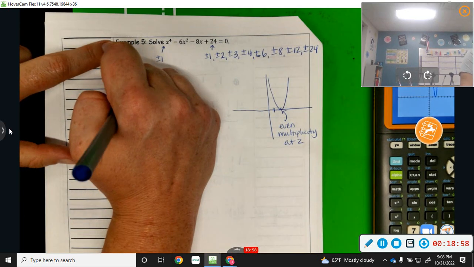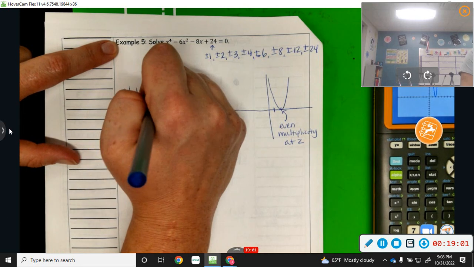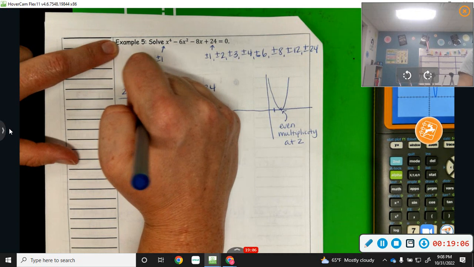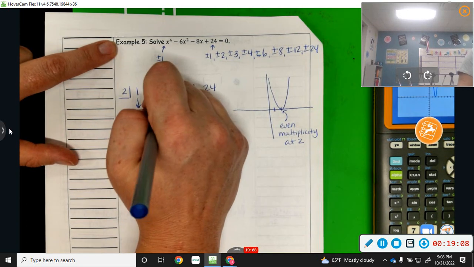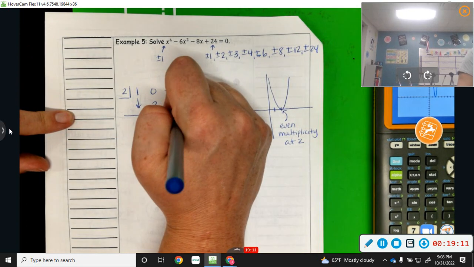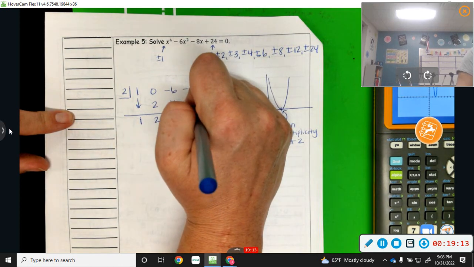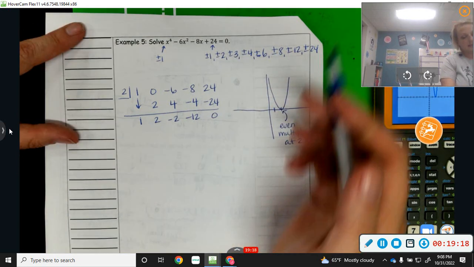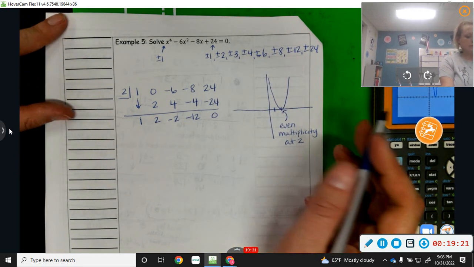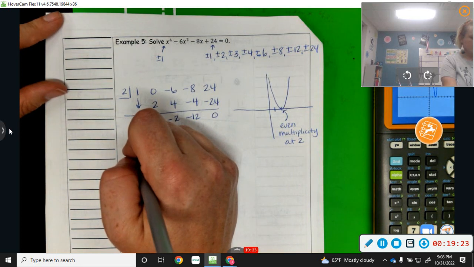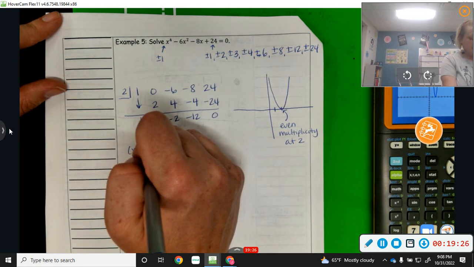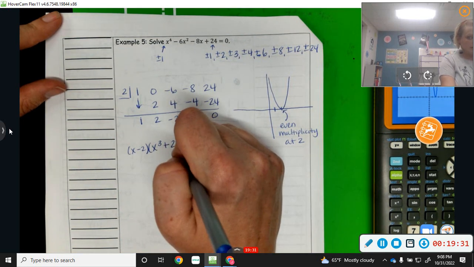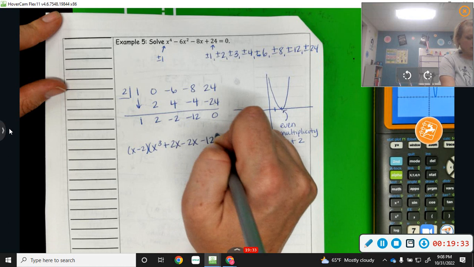So let's go ahead and divide it. We got 1, then 0, then negative 6, negative 8, and then 24. And sure enough, we get 0. Okay, and so the reason why I'm mentioning this even multiplicity, because this means that, so here I have x minus 2, and then I'm going to have x cubed plus 2x squared minus 2x minus 12.